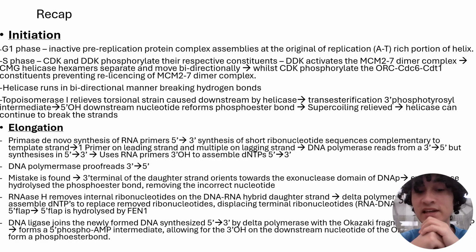We've got an RNA-DNA hybrid. So this is where our RNase H enzymes and our FEN1 come in. As you know, RNase H removes those internal ribonucleotides, and then delta polymerase comes in.